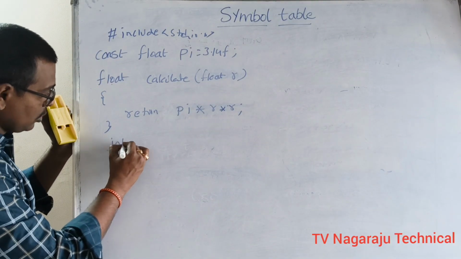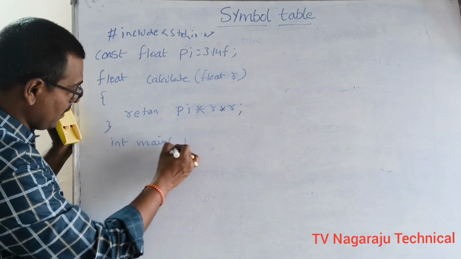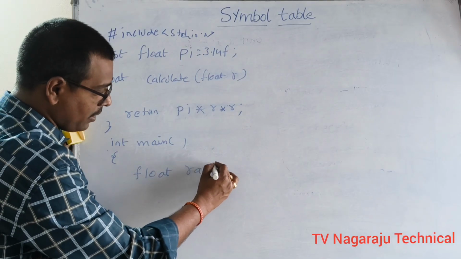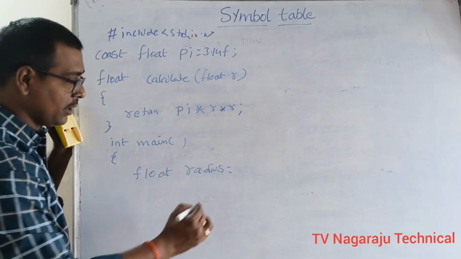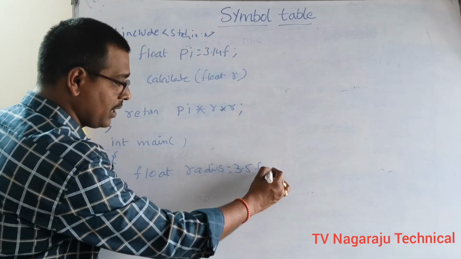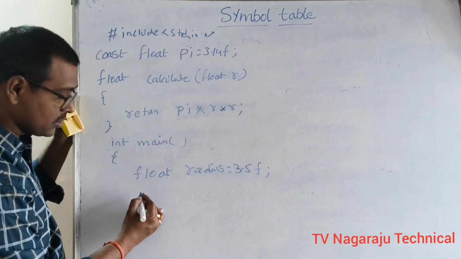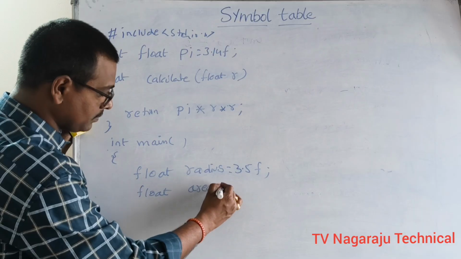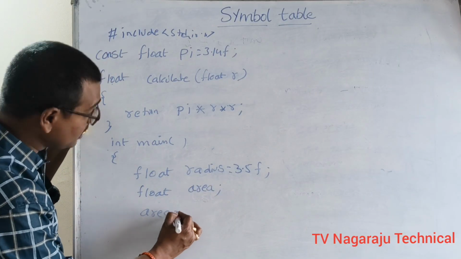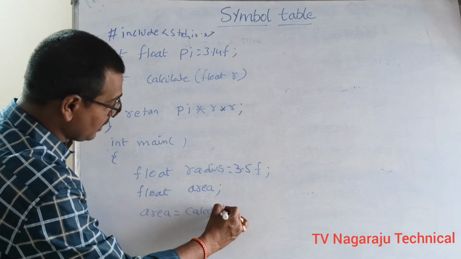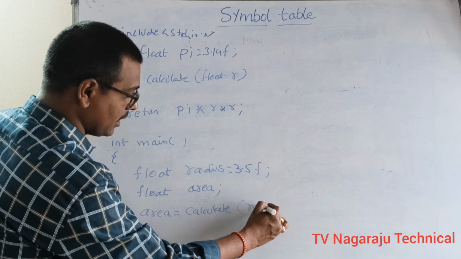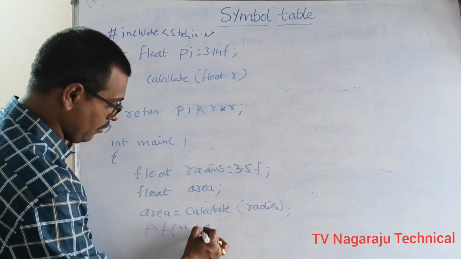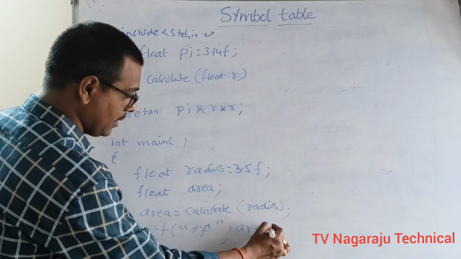Now coming to the main function. Within the main function, first you need to read the variable radius. For example, radius is equal to 3.5f, or else you can use the scanf statement. Now declare float area. Now area is equal to calculate of radius. Here I am printing the data, printf of area.